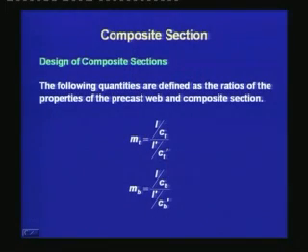Mb similarly is defined as I divided by Cb, divided by I prime divided by Cb prime. That means it is the ratio of the moment of inertia divided by the distance of the bottom fiber of the web. The numerator values are for the precast section, and in the denominator the values are for the composite section.